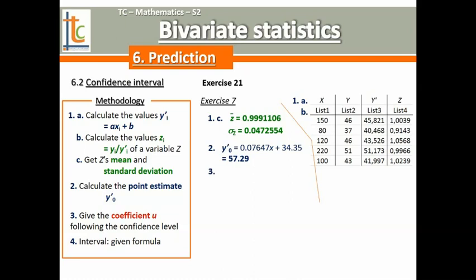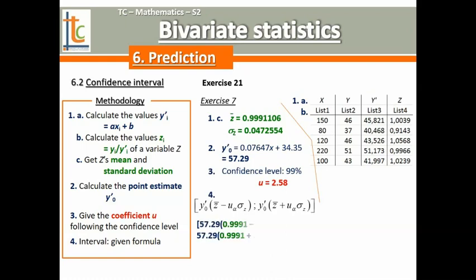Third point, the confidence level is asked by the exercise at 99%. So you have to use coefficient U equal 2.58. The result will be this. And you will be able to say to the farmer, for instance, that his harvest will be at least 50 hundreds of kilograms.